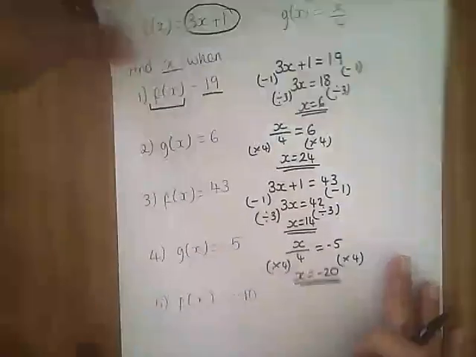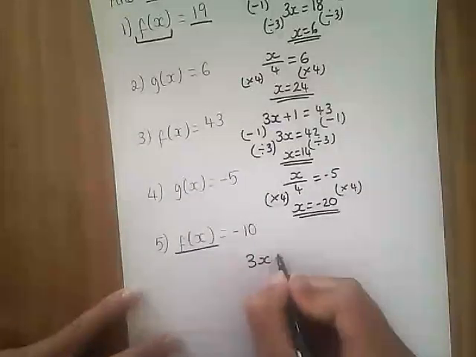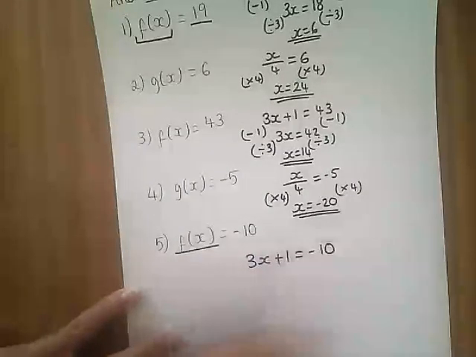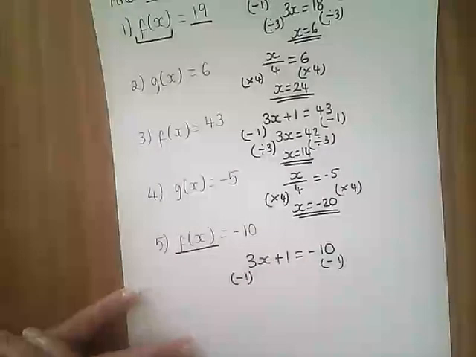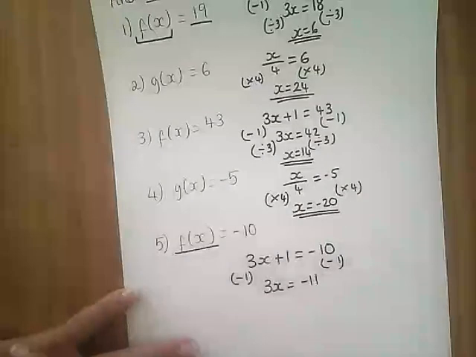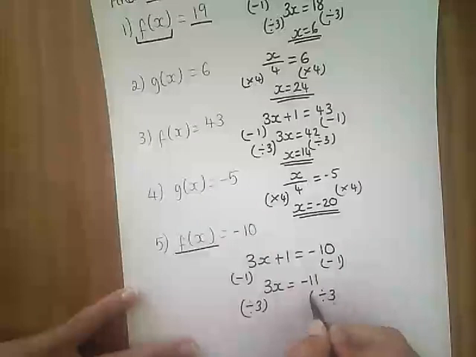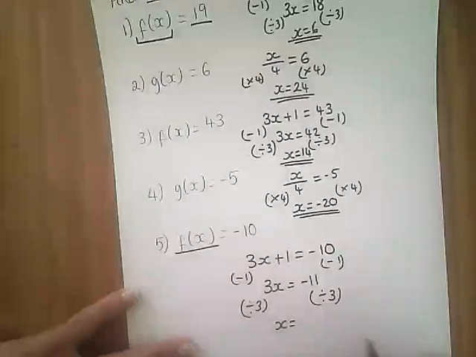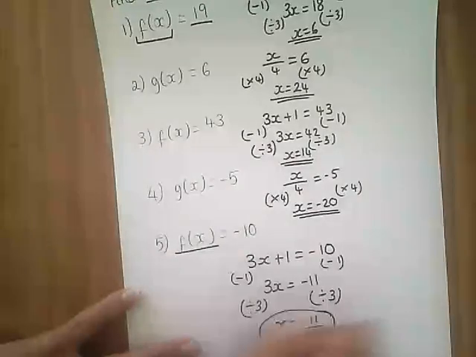And the last one, f of x, which is 3x plus 1, equals negative 10. Take away 1 from both sides. Not very nice. Minus 10, take away 1 is minus 11. Divide by 3, both sides. Not very nice, but you can leave it as a fraction. Minus 11 divided by 3 is minus 11 over 3.